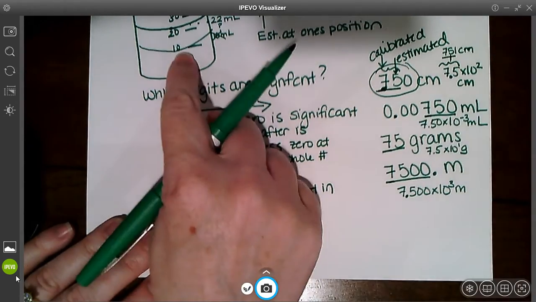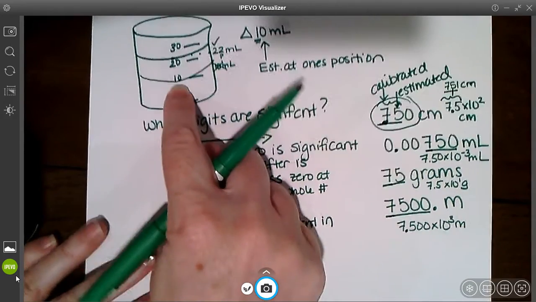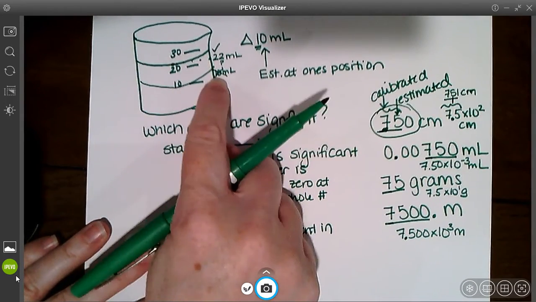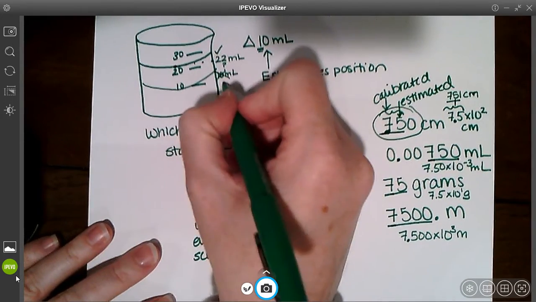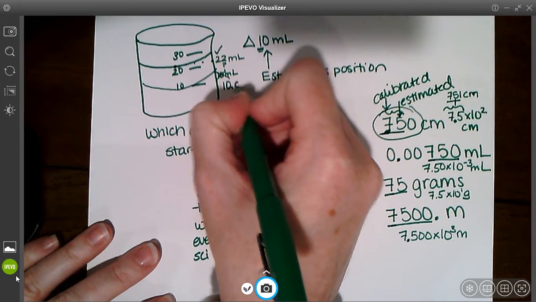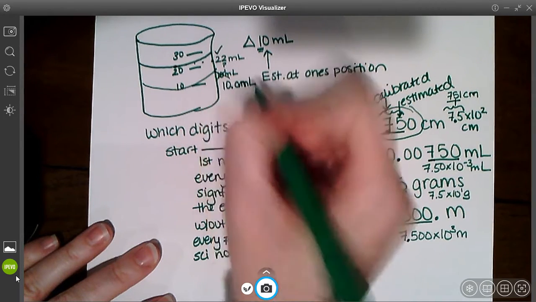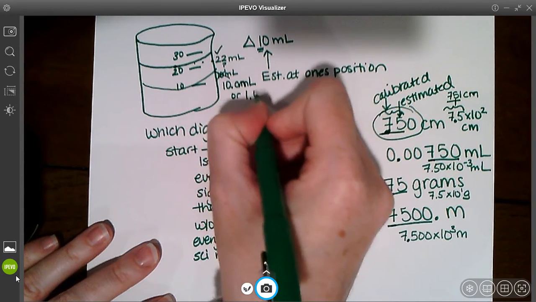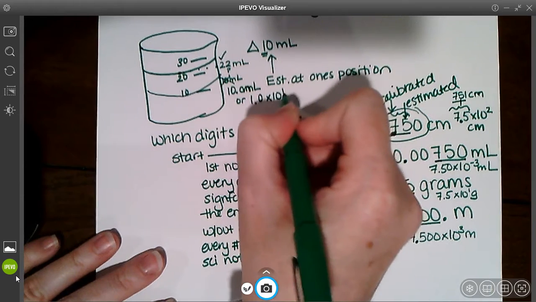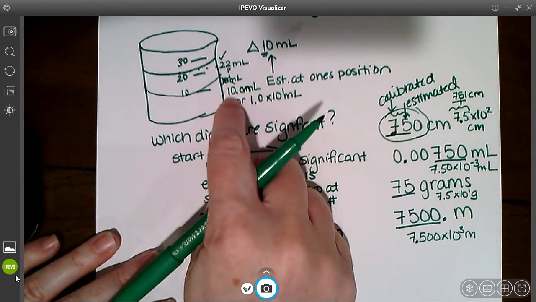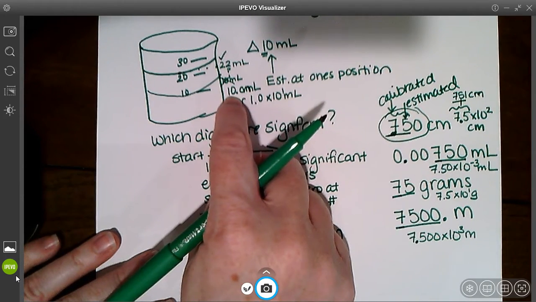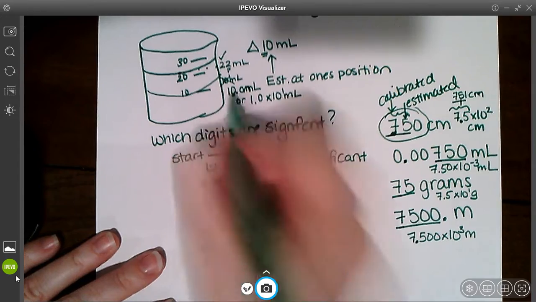So going back, if I wanted to say this is exactly at 10 milliliters, I can't just write 10 milliliters. I would have to either write 10 with a decimal, milliliters, or I could put 1.0 times 10 to the first milliliters. So somehow I need to say that that 0 is significant because that's my estimated digit.